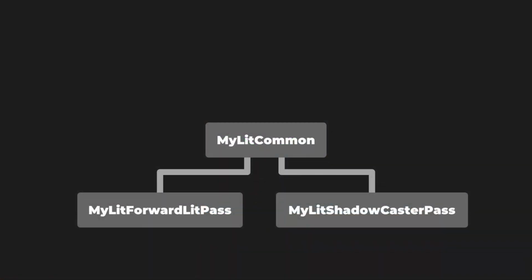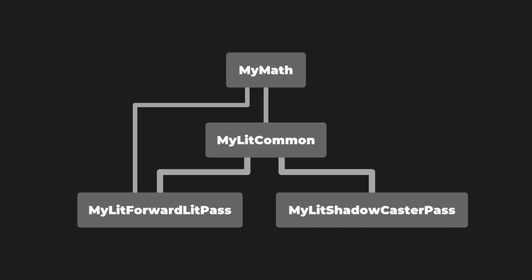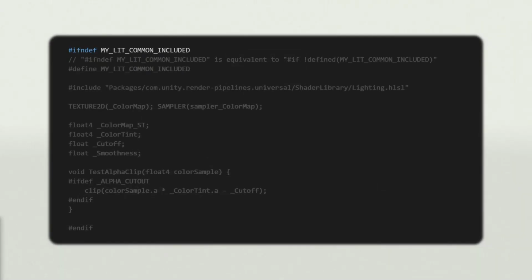Okay, but duplicating include lines is not that common. What if MyLit Common and MyLit ForwardLit Pass also include a file called MyMath.hlsl? Then MyMath would be duplicated. To simplify things and prevent errors, it's customary to wrap all code in an HLSL file inside something called a guard keyword block. First, check if a keyword is not defined. That's what #ifndef does. It's shorthand for #if not defined.